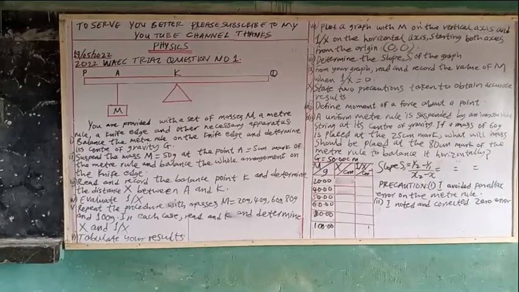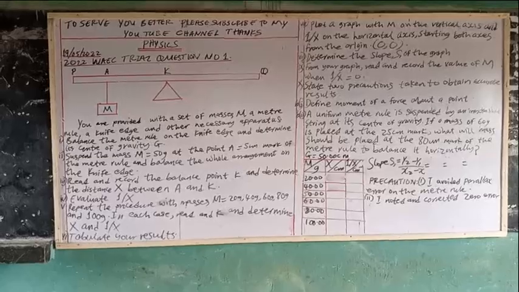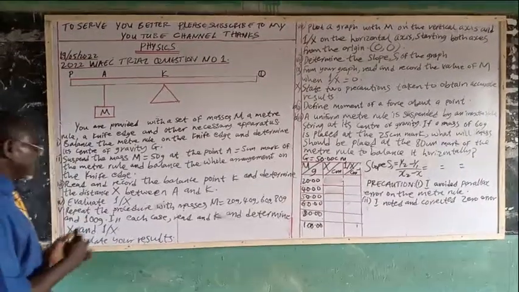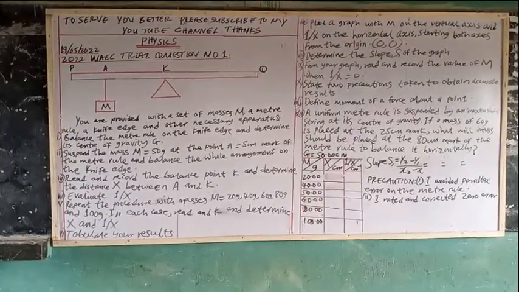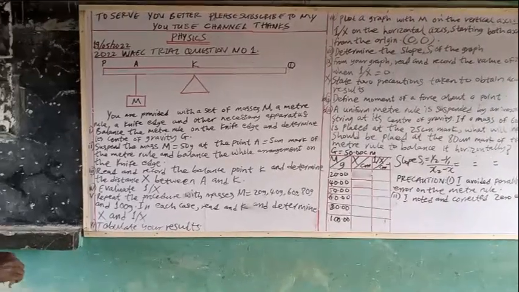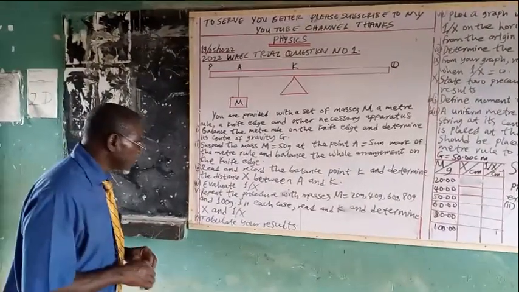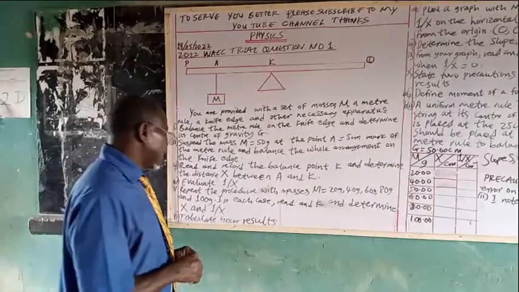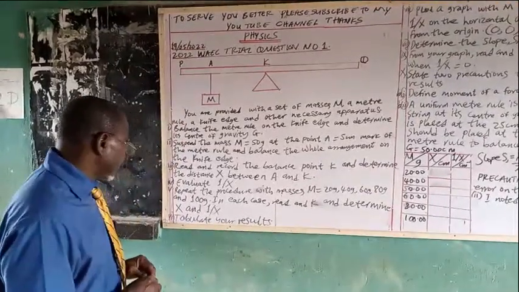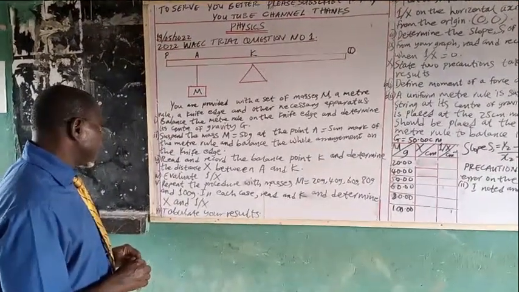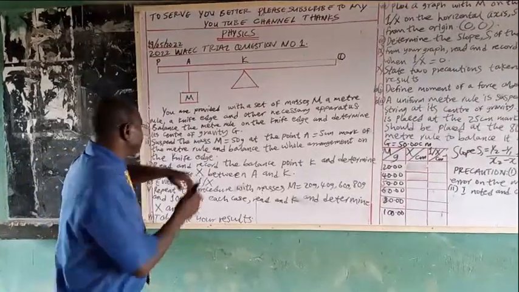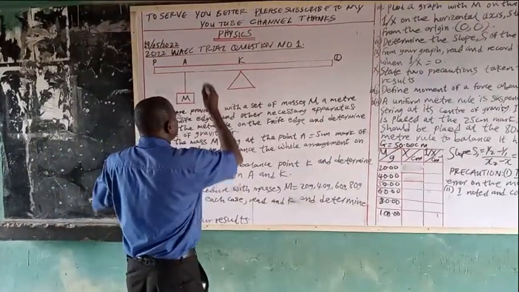Number 4, evaluate 1 over x. Number 5, repeat the procedure with masses M equal to 20 grams, 40 grams, 60 grams, 80 grams and 100 grams. In each case, read and record K and A. Read and record x between A and K.